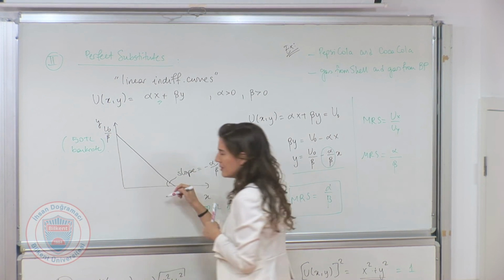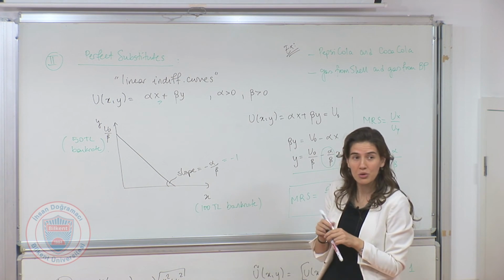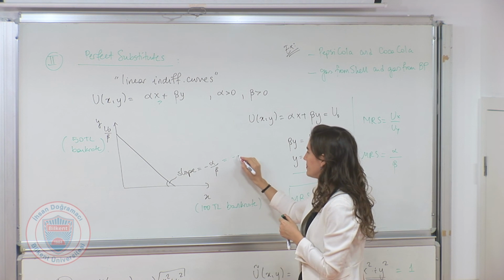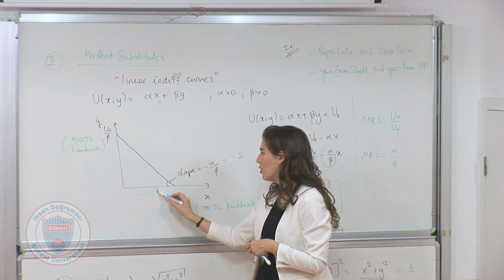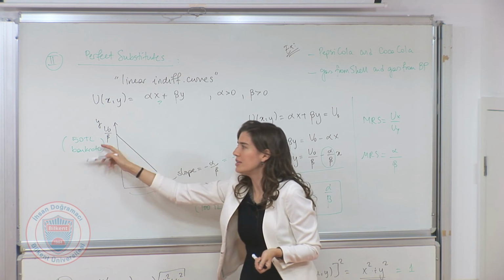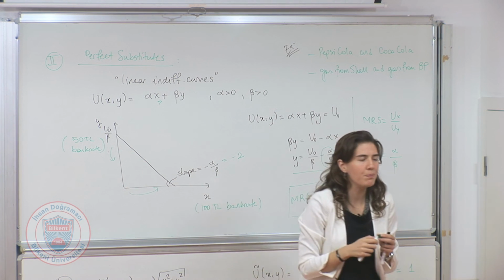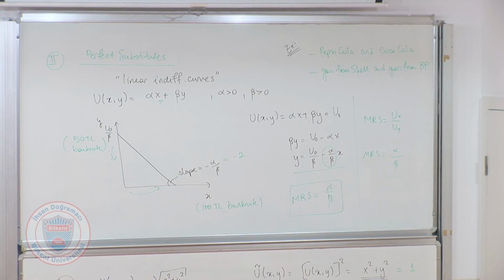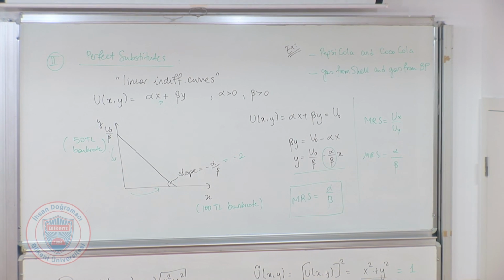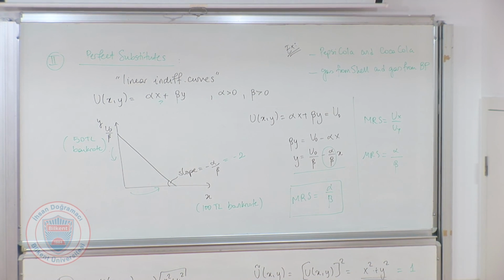Then the slope is minus 2, right? So it doesn't have to be minus 1. In order to have 100 Turkish lira, you can give up 2 of the 50 Turkish lira banknotes. That's fine, right? So they're the same. You can always exchange them at a constant rate, okay?